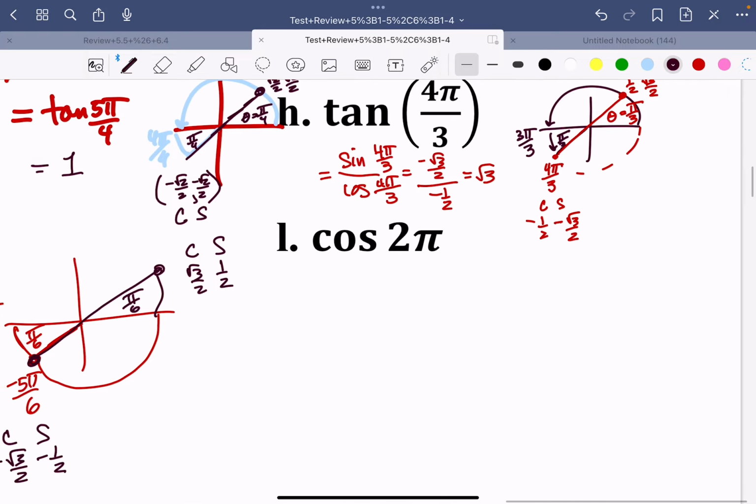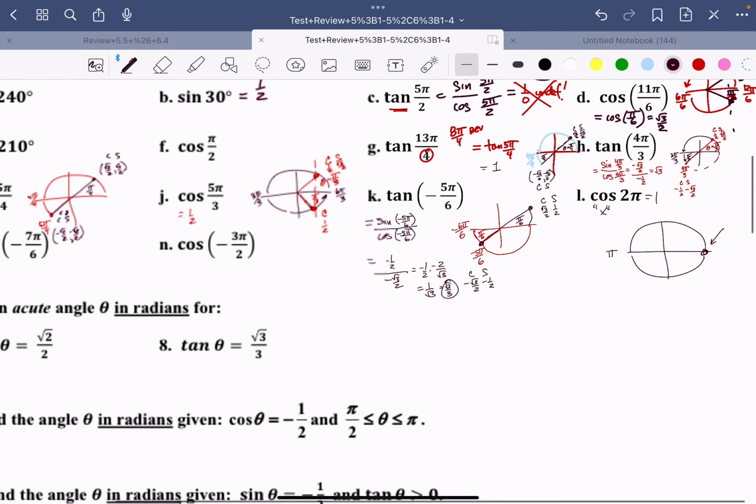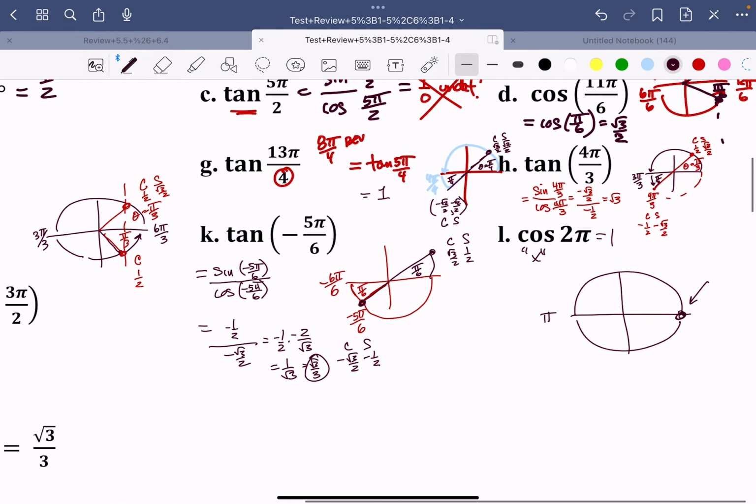Okay, cosine. Cosine is just x. So here is pi. Here's 2 pi. The x coordinate here is 1. So this is 1. And that is a perfect place to stop. I'll do some more in a bit.